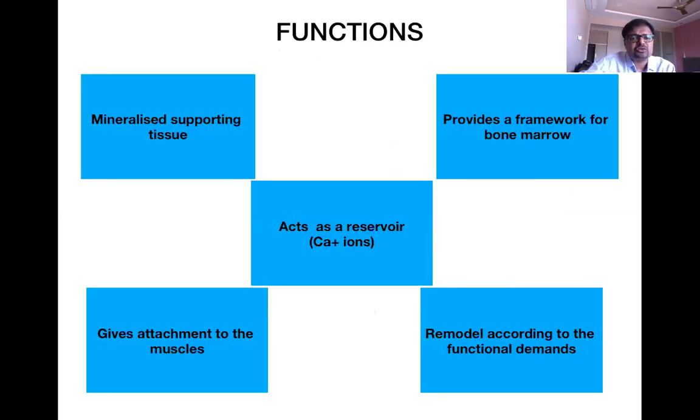So what does a bone do in general? A bone in the human body does very simple functions. It's a mineralized supporting tissue. It forms a skeletal outline, on which everything is laid down.